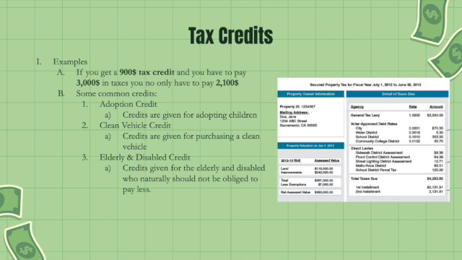And then some common credits is an adoption credit, which is just essentially getting money for adopting children. The next one is a clean vehicle credit, which credits are given for purchasing a clean vehicle like a Tesla or a hybrid vehicle in some cases. And then there's the elderly and disabled credit, which is credits given to the elderly and disabled who naturally should not be obliged to pay taxes because it's very costly and we need to help people out.